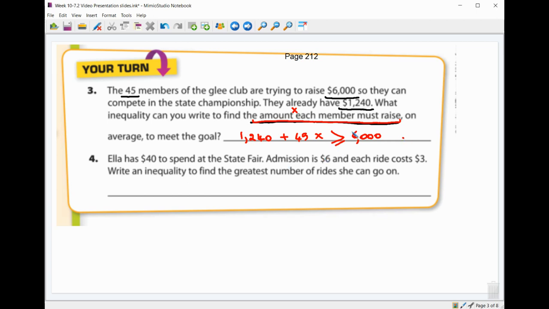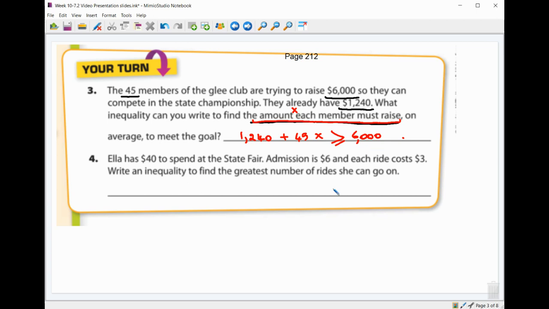Well done. We can solve for it, but this problem is not asking us to solve for it. It is saying, what inequality can you write to find what X is? This is the inequality that will help us find what X needs to be in order for them to reach their goal of $6,000.